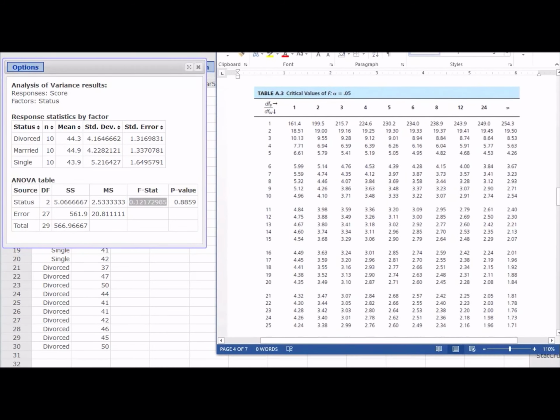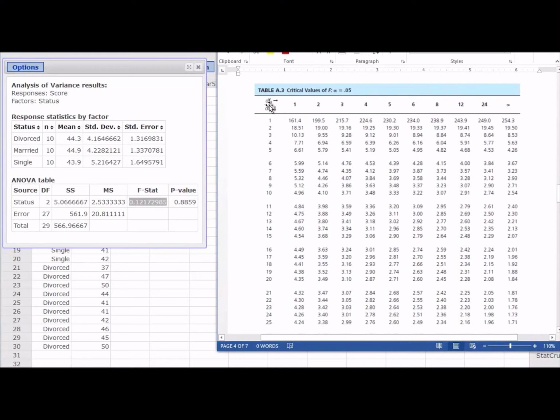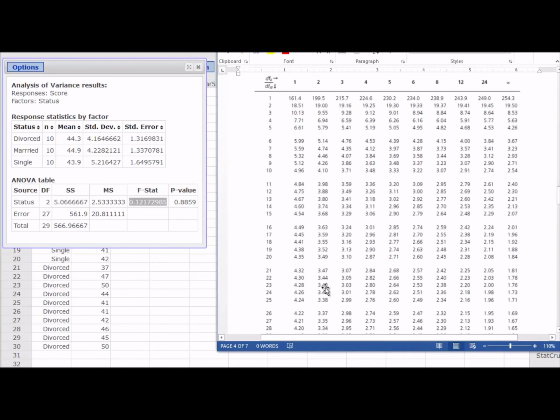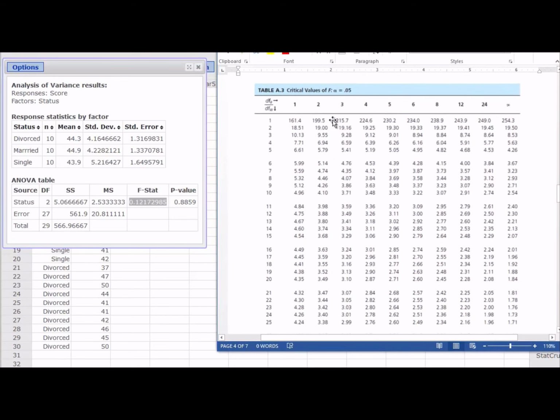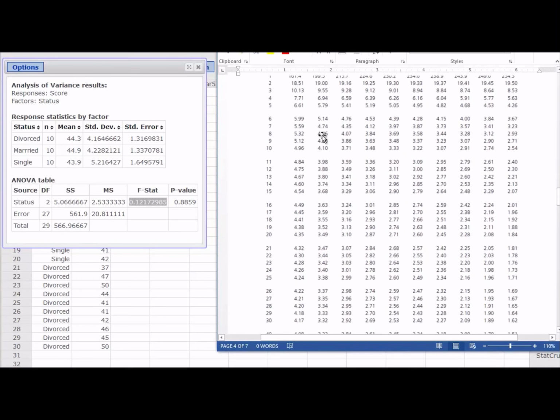Looking at the F table, again, here's the degrees of freedom between the groups, so that's going to be 2. So we go down the 2 column, the degrees of freedom within is going to be our 27. So we scroll down, again this is the 0.05 table, so we go down the 2, get our 27, and our critical value here will be 3.35. So again, our F statistic here of 0.121 is not greater than our critical value of 3.35, further giving evidence that here we have a non-significant result.